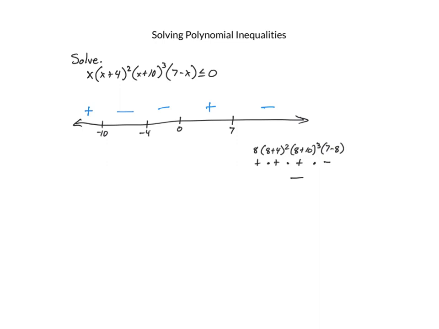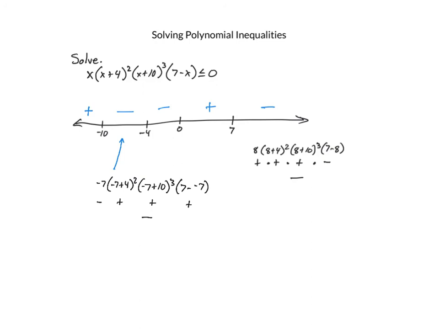We could definitely double check if you wanted, just to make sure. We can just pick any interval we like. Right in here, I could pick a number like -7. Pop -7 in, you'd have -7 times (-7 plus 4) squared times (-7 plus 10) cubed times (7 minus -7). You'd have a negative times a positive times a positive times a positive. The result is negative, and it matches what we had. So it's kind of handy to know that about the exponents.